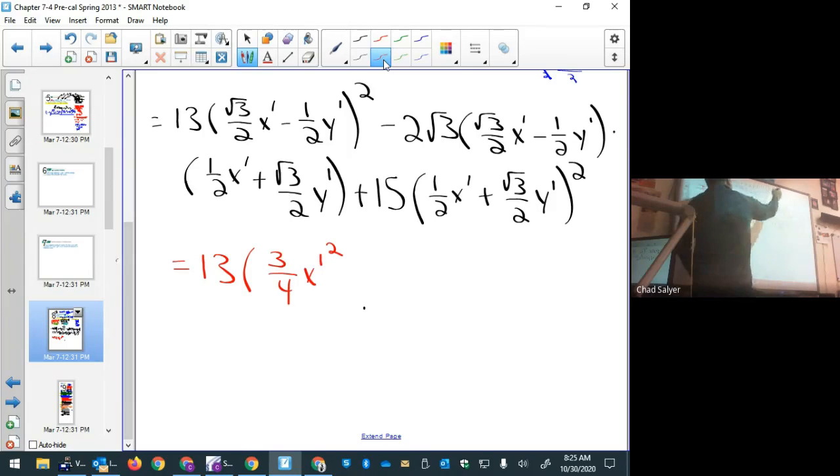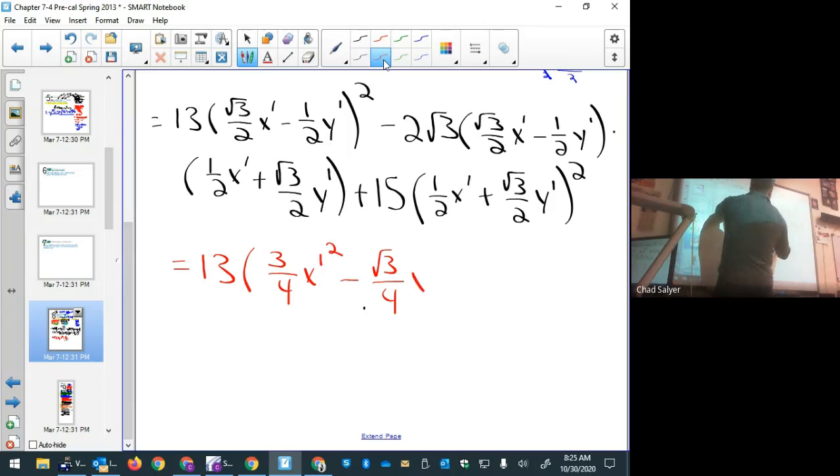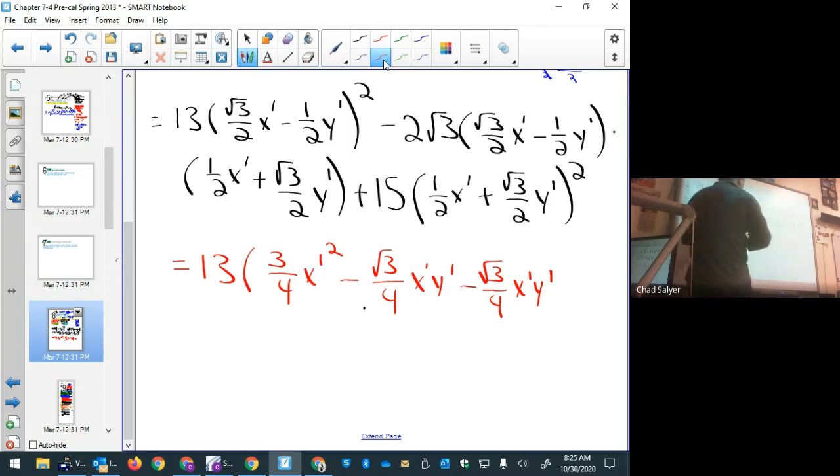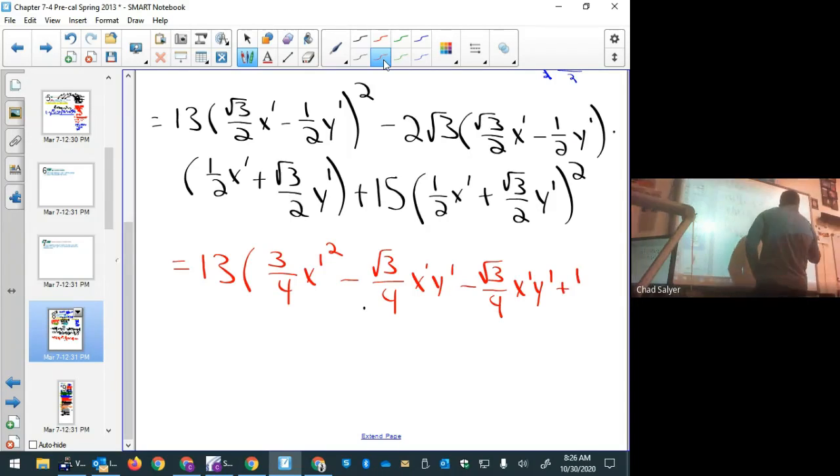And then outer times outer. So that would be this times this. It's going to be negative square root of 3 times 1 over 2 times 2 is 4. And then x prime, y prime. That's outer times outer. We're still working with this. And then inner times inner will be the same thing. And then last times last would be this times itself. So that's positive 1 over 4 y prime squared.